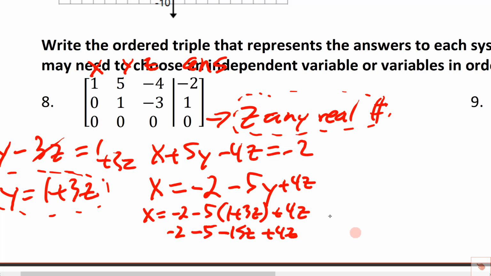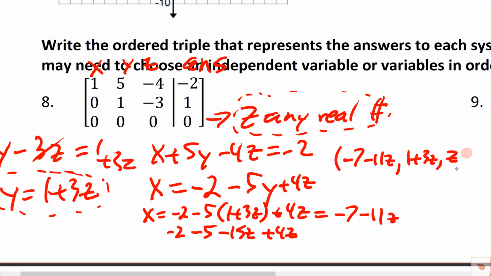So this means x is, let's see what we get here, negative 7 and then minus 15z plus 4z. Oh, that's minus 11z. So that means our solution to this would be negative 7 minus 11z, comma, 1 plus 3z, because there's the x, there's the y, and then z can be any real number. So this is what our solution is going to be. We've got each one of the pieces here, and then we just put them together, and this is the final answer right there.